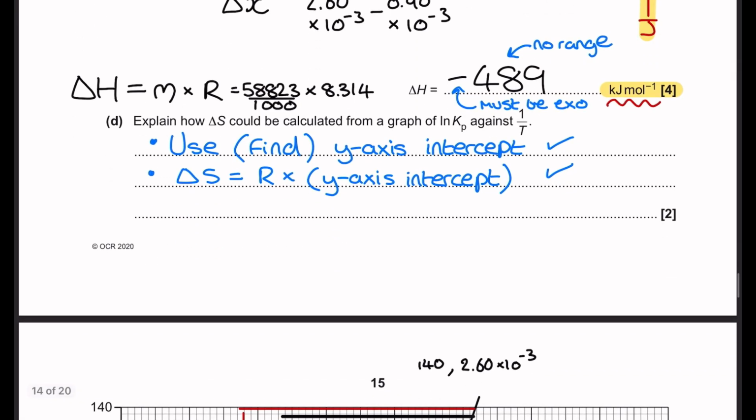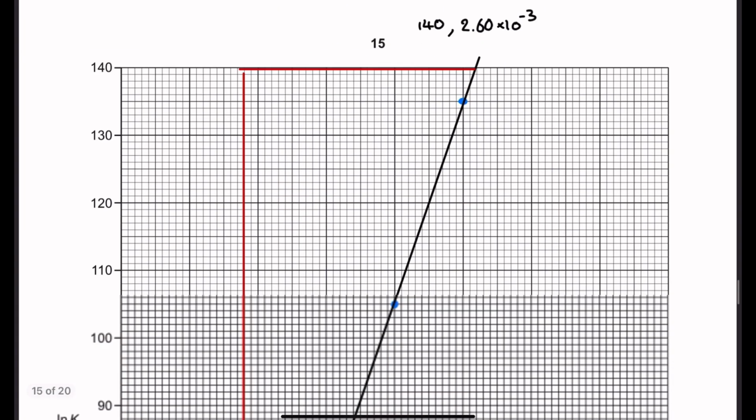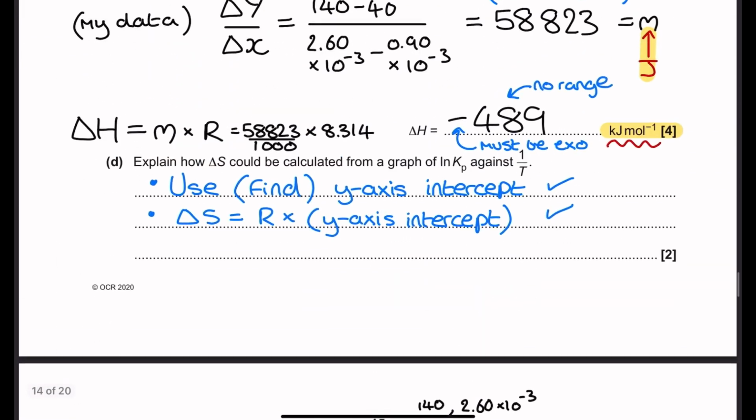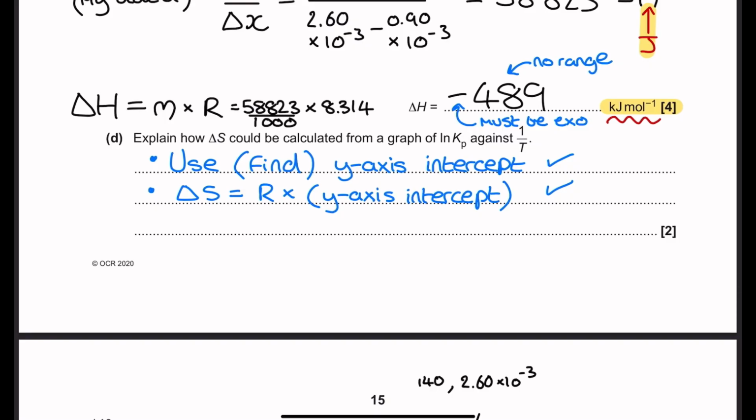And so what we need to do is use the y-axis intercept for 1 mark, and then delta S equals R times the y-axis intercept to get the other. And we're allowed to do that because our x-axis goes right back to 0 here, so we can use that intercept of the line. The mark scheme does allow you to say, instead of use the y-axis intercept, you could talk about extrapolating your line to the y-axis intercept if you want to go into that much detail.